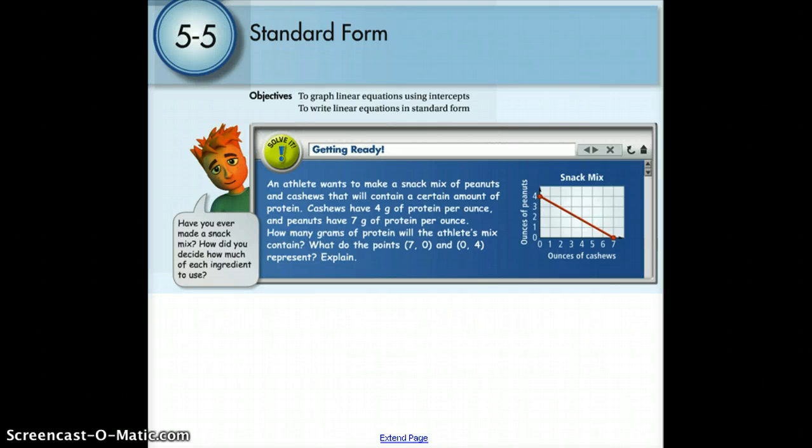All right, here's our video for lesson 5-5, standard form. If you have any trouble with the difference between all three of the equations we have now learned, don't worry, we'll talk about the difference of all three in class. So here's our third form of a line, standard form.